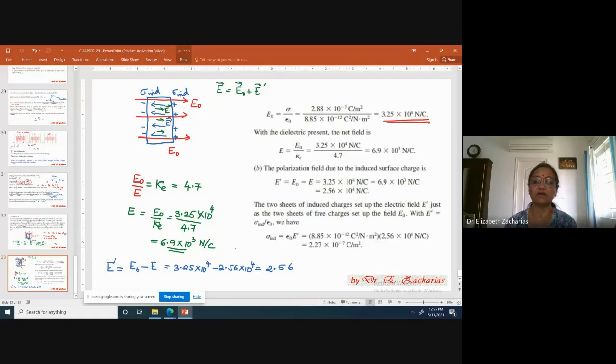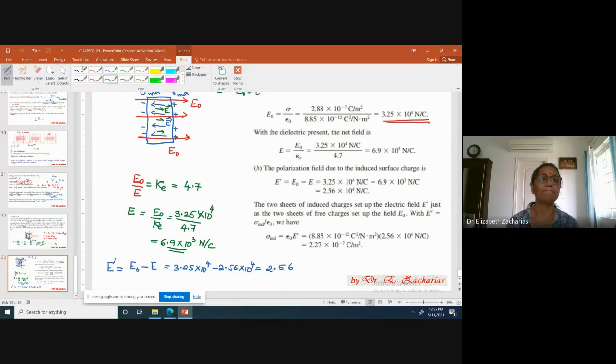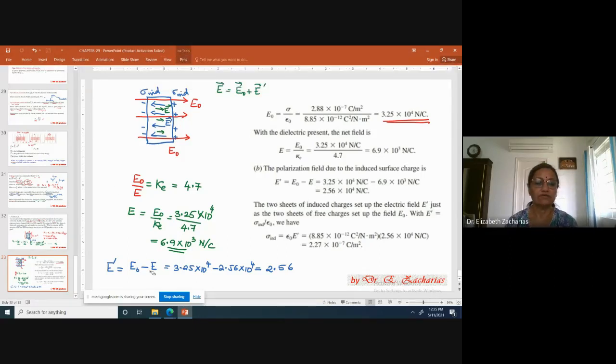Wait, one second. Sorry, I made a mistake. E is not 2.56. How much is E? E is 6.9. So E is 6.9 into 10 to the power of 3. So the difference between these two will be 2.56 into 10 to the power of 4 Newton per coulomb.